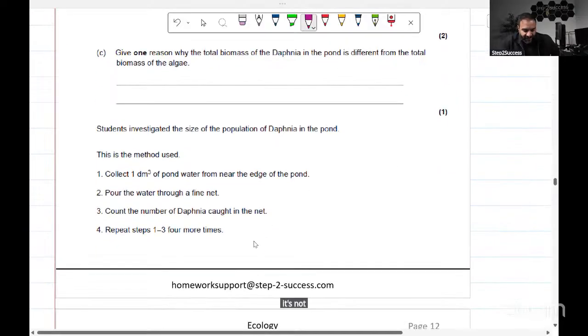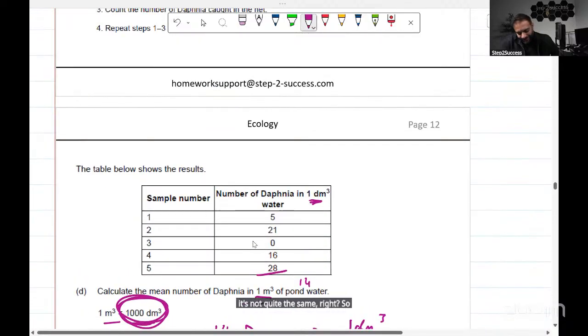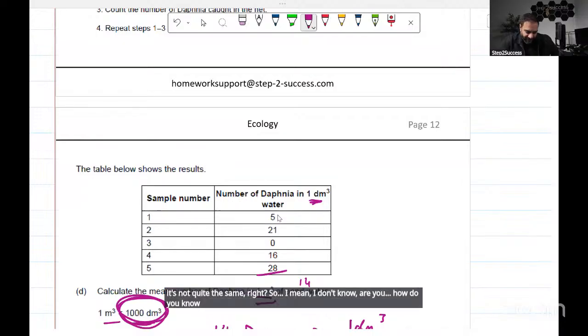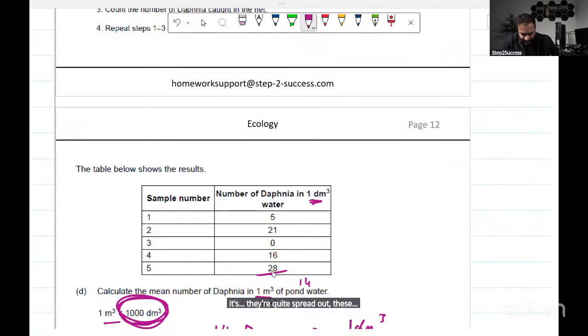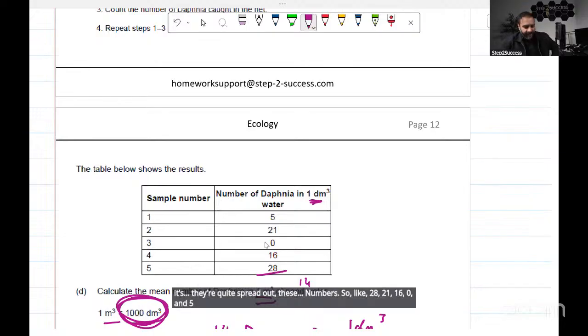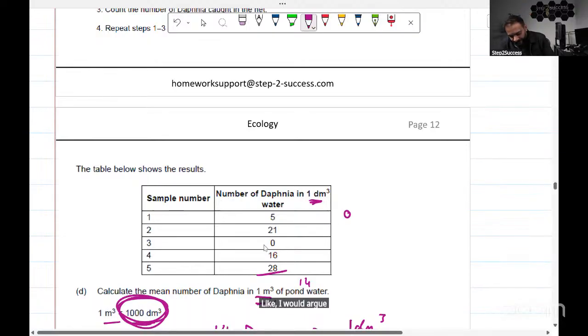It's not quite the same, right? So, I mean, I don't know. How do you know what's anomalous here? This is the problem here. I don't think there is any anomalies here. I presume you're saying zero might be an anomaly or five might be, but these numbers are quite spread out. So like 28, 21, 16, 0, and 5. It's not like I would argue that if you had 0, 28, 27, 27, 28, then that might be anomalous. I don't see an anomalous result in here.